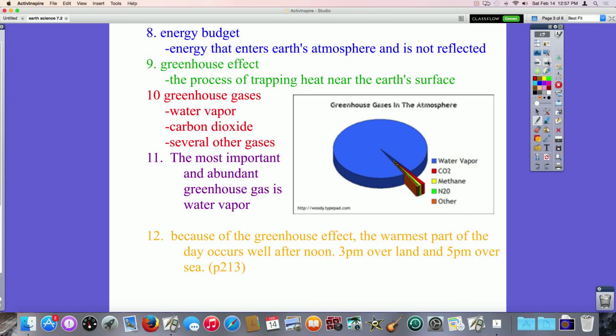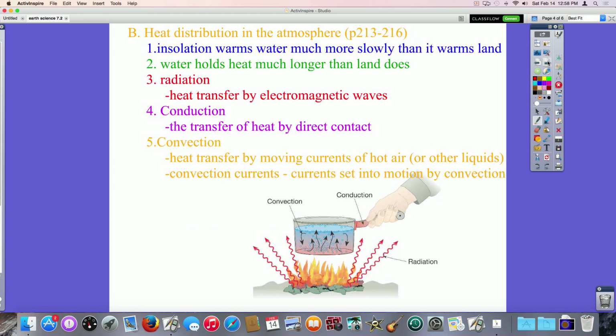So, yeah, because of the greenhouse effect, the warmest part of the day occurs well after noon. Over land, it's around 3 p.m., and over the seas, it's around 5 p.m., because there's a lot more water holding onto a lot more heat and releasing it at a slow rate. So it tends to stay warmer longer over the seas. Now, how do we distribute that heat? Now that we've talked about that heat being here, and here's part of that factor there.